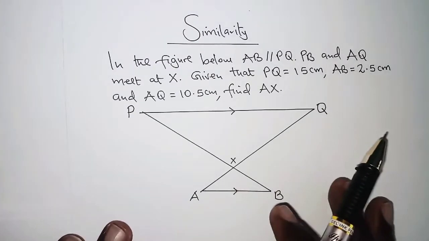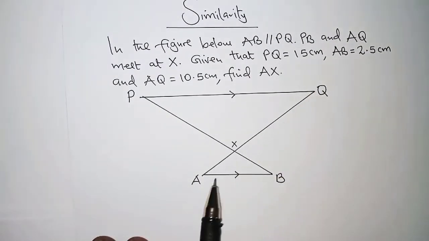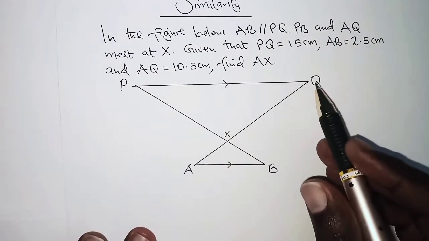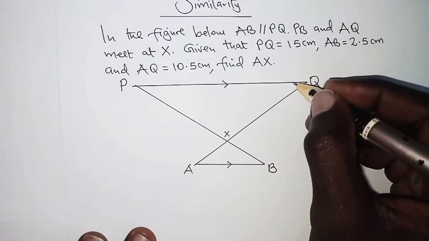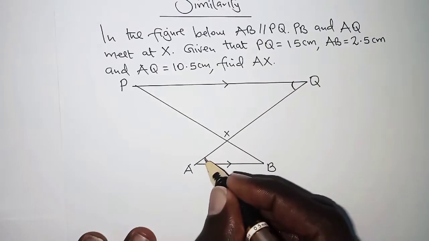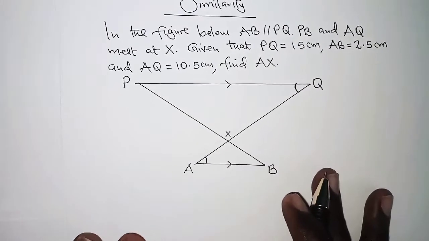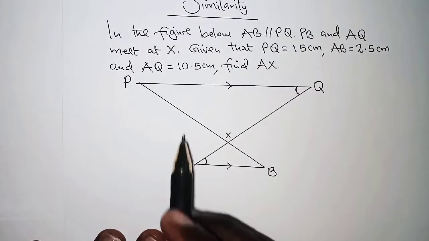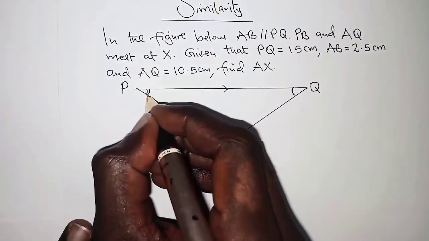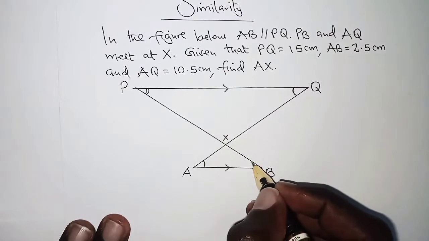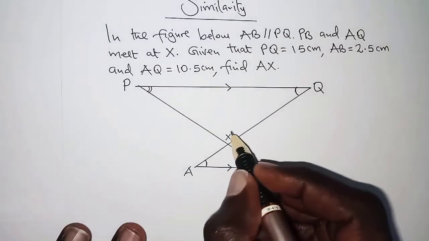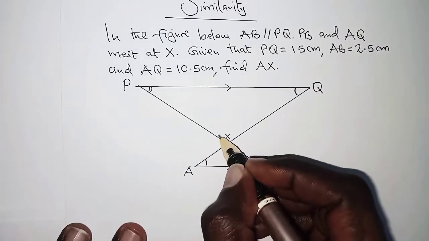The similarity test would be as follows. First, we note that PQ and AB are parallel to each other, so we can consider line AQ as a transversal line. If we let this angle be this, then this angle and this angle must be equal, that is alternate angles. Again, we can also consider PB as a transversal line. If we mark this angle here as that, then it also means that at this point here we have the same angle.